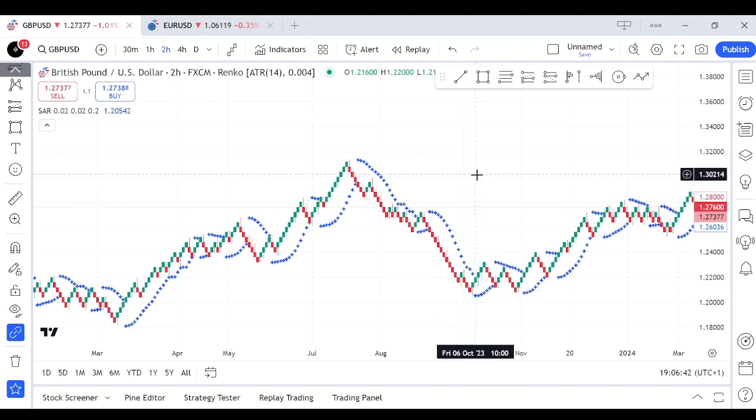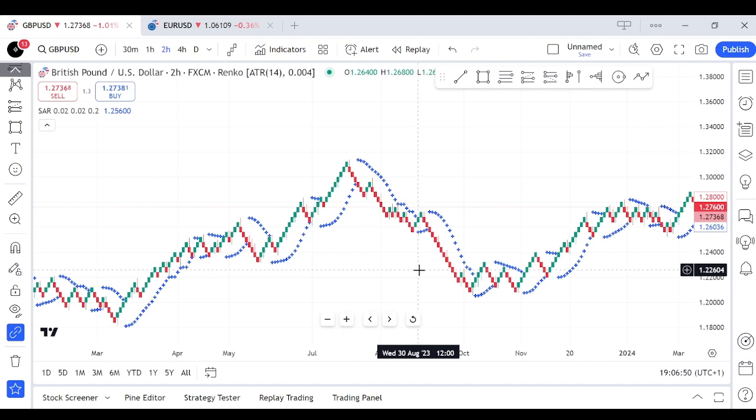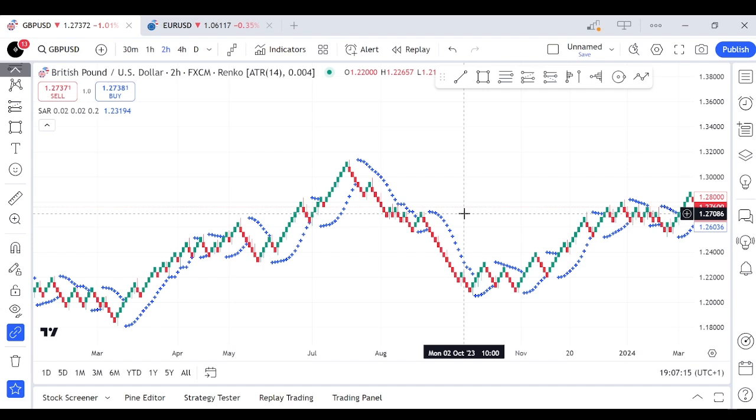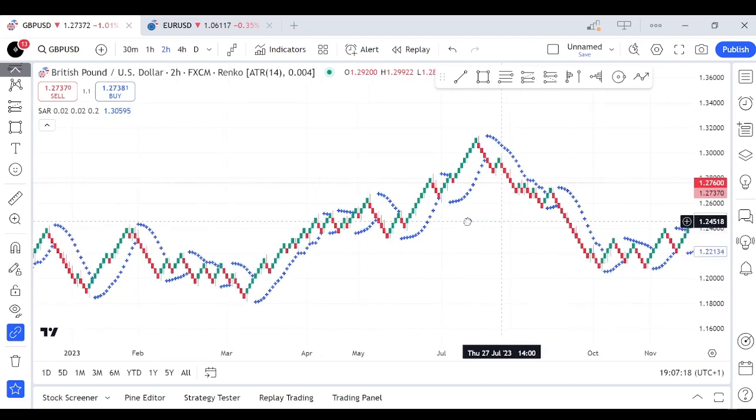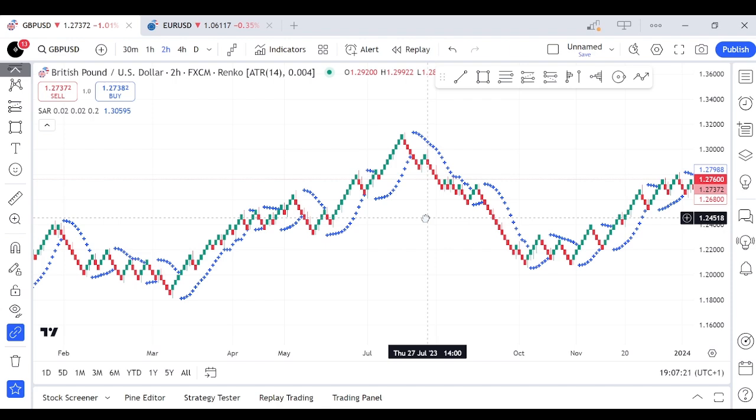So to implement this strategy, first identify the overall trend using the Renko bricks, then wait for a retracement in the opposite direction of the trend, and as the retracement occurs, watch for the parabolic SAR to flip to the other side of the price. So you enter a trade when a new Renko brick forms in the direction of the main trend after the parabolic SAR confirms this direction. This approach allows you to enter trades at potentially favorable prices while still following the overall trend.